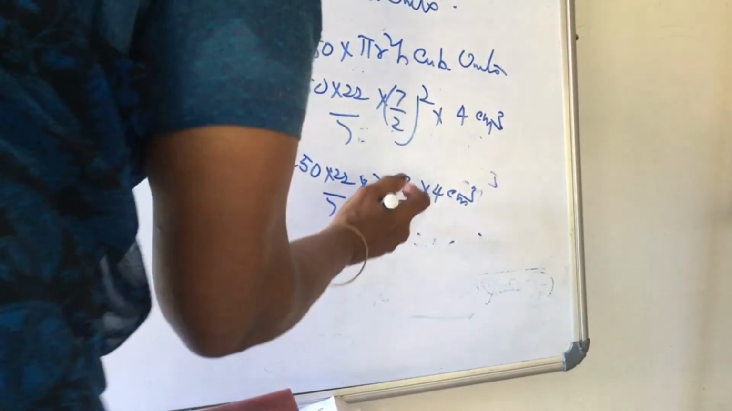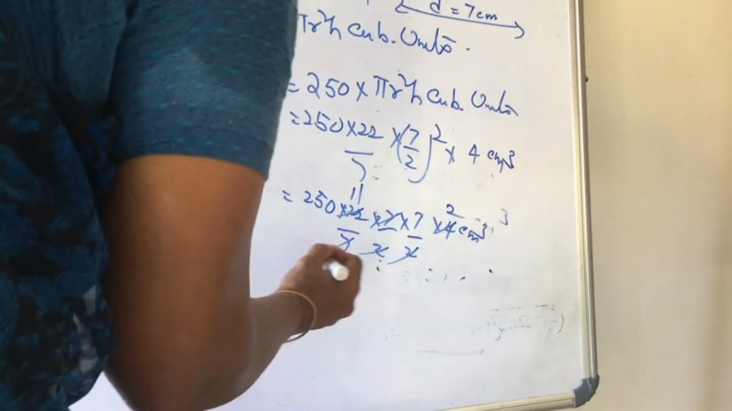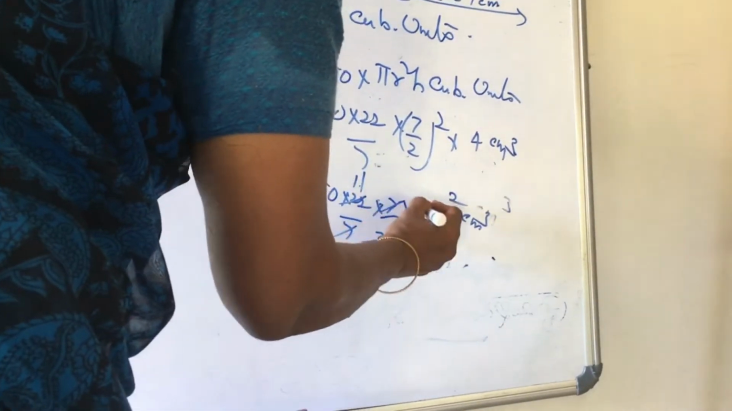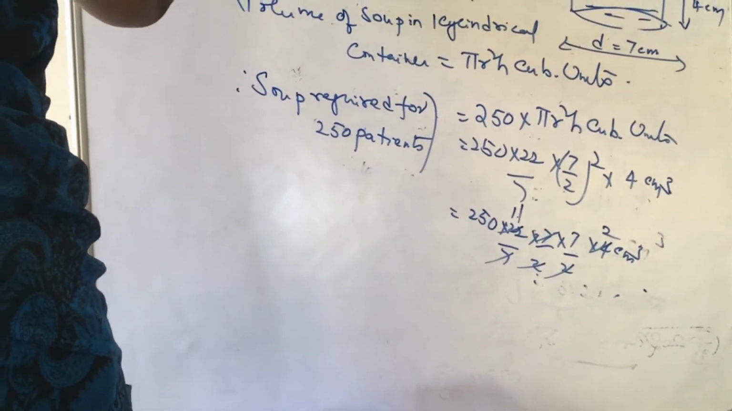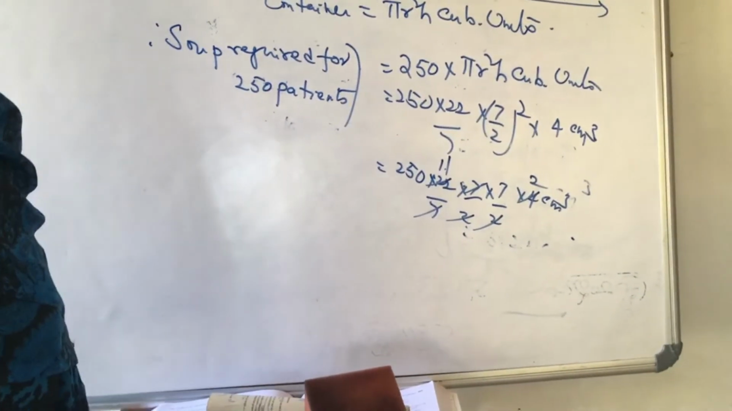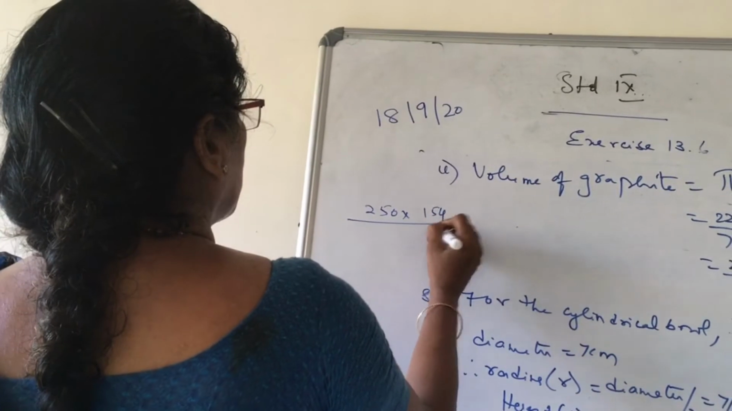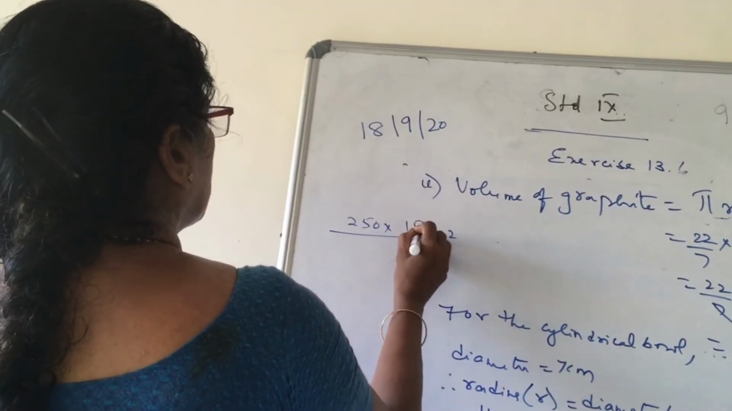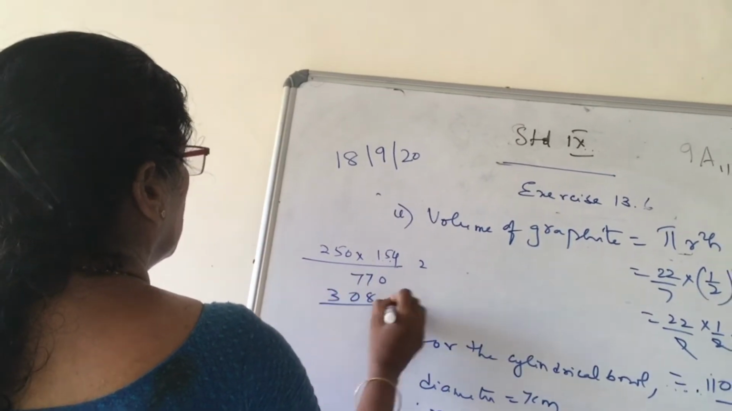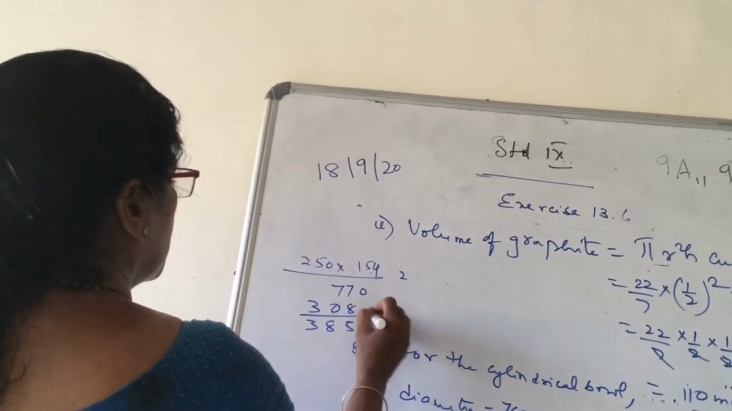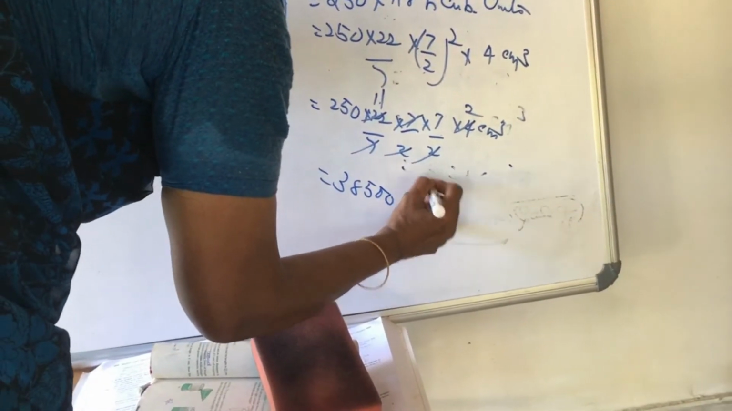Yes. Go for cancellation. 2 goes 11 times. 2 goes 2 times. 11 into 7, 77 into 2, 154, 250 into 154. 5 fours are 20, 5 fives are 25, 5 fives are 25 and 5 is 30, 77 into 5 is 385, 38500 centimeters cube.